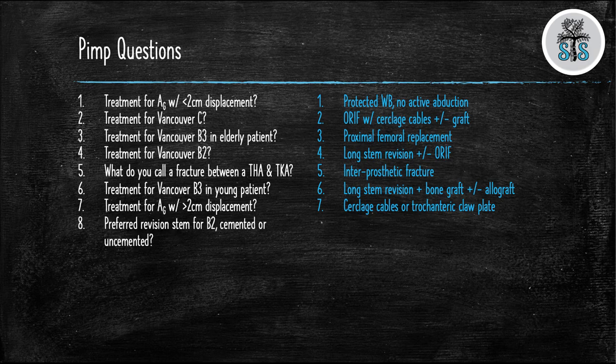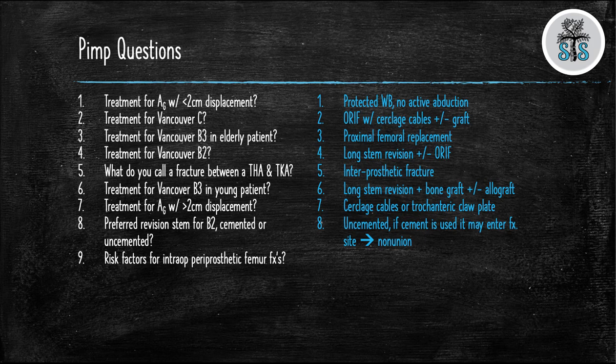Question 8. What is the preferred revision stem for a B2, cemented or uncemented? Uncemented. Remember that if cement is used, it may enter the fracture site, leading to a non-union. Question 9. What are some risk factors for intraoperative periprosthetic fractures? Minimally invasive surgical techniques, press fit, cementless stems, females, revision surgery, and impaired bone quality.